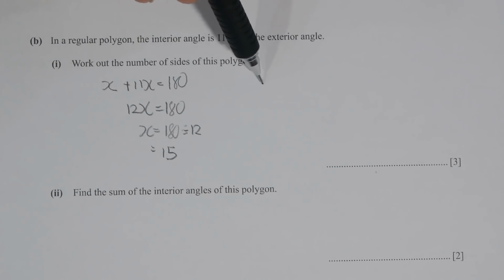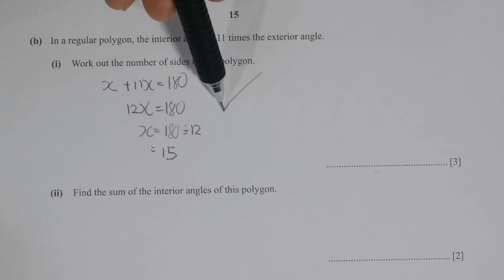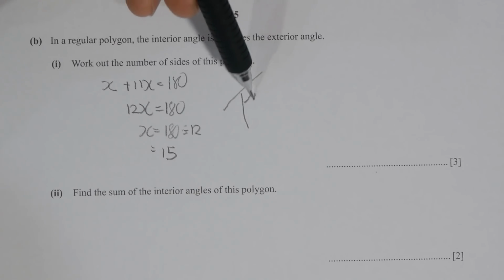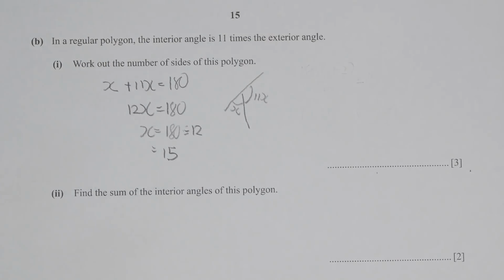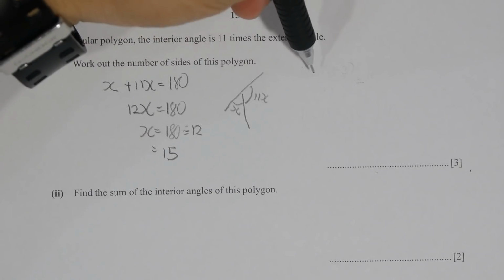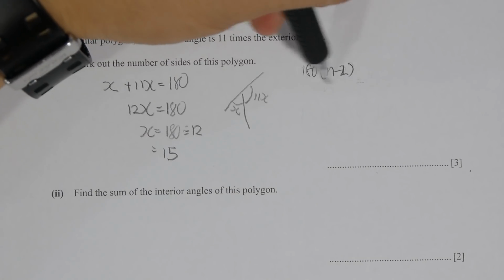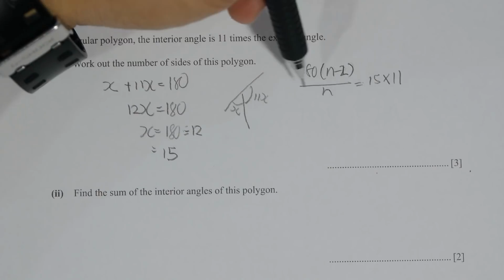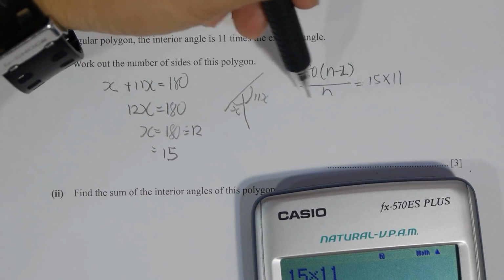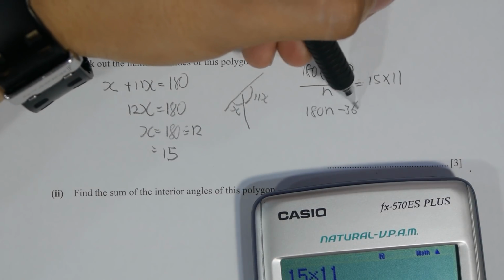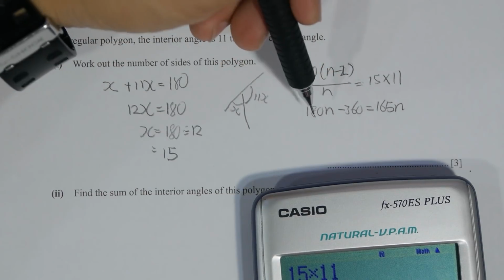For the exterior one, it is 360 divided by 15, and you will get 24. Or alternatively, you can use the formula I'm using, 180 (n minus 2) over n equals 15 times 11. If you run the calculation, you get the same results.